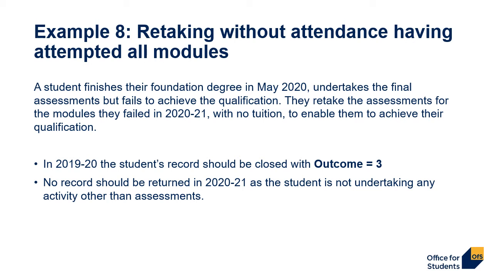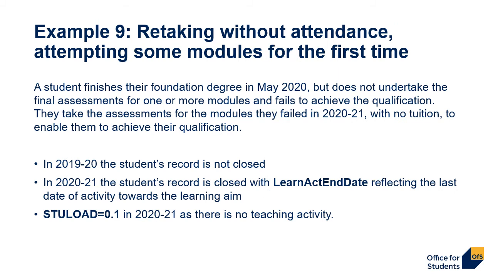If they are retaking without attendance, having attempted all modules, then they retake the assessments for the modules they failed in 2021 with no tuition to enable them to achieve their qualification. So in 2019-20, the student's record should be closed with outcome equals 3, not achieved, but no record should be returned in 2020-21 as the student is not undertaking any activity other than assessments.